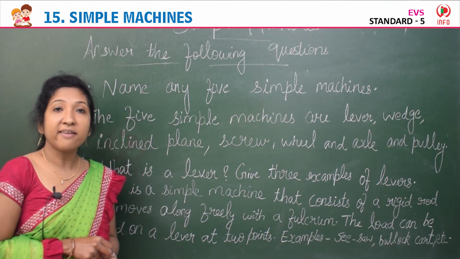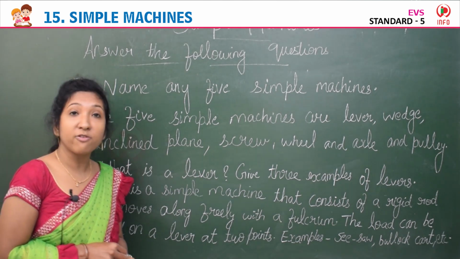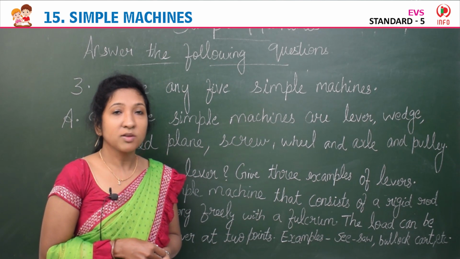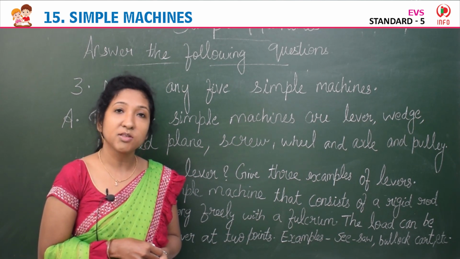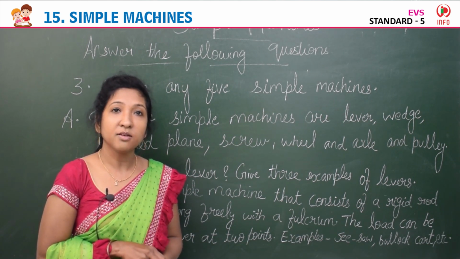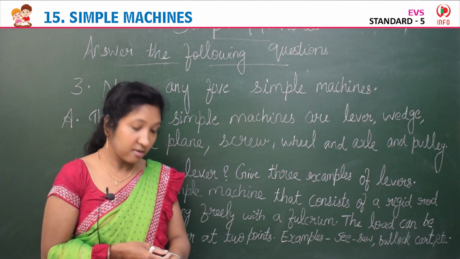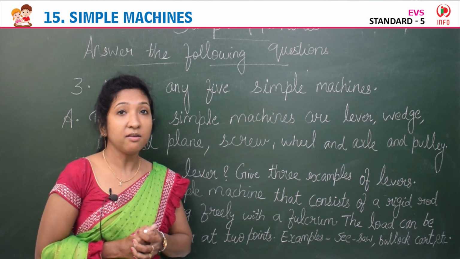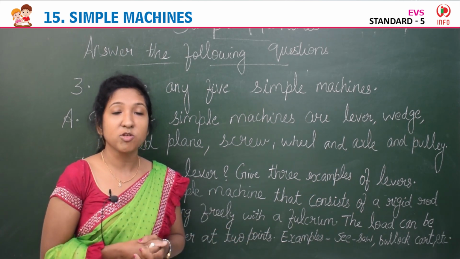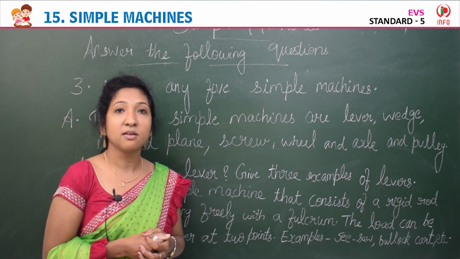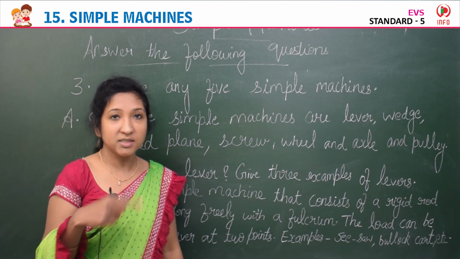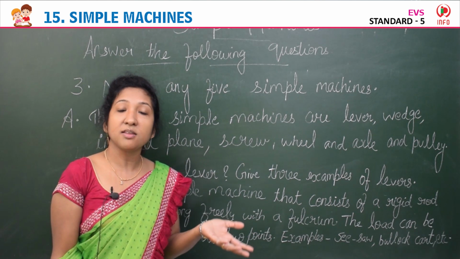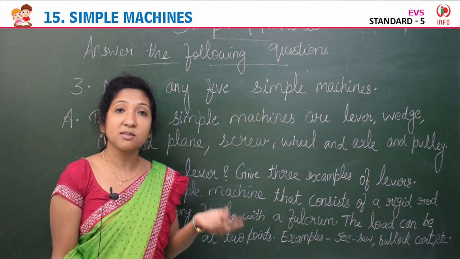Name any 5 simple machines. So far we learned about types of simple machines, isn't it? So, can you name any 5 simple machines among that? Think and answer. How many types of simple machines we learned? There are many types of simple machines. We learned about 6 types. But here they asked about any 5. So, tell me which are the any 5 simple machines?